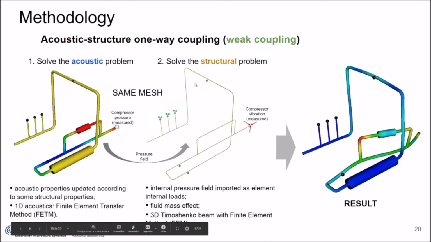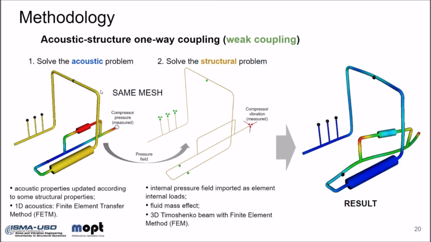So, we can use the same mesh for both models, nodes, elements, and connectivity, solving the acoustic problem with the equivalent speed of sound and, after this, transferring the pressure field to the structural problem, which converts the internal pressure of each element into equivalent axial element loads. Solving the structural problem, we have the final result.